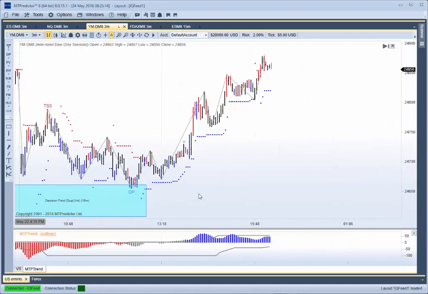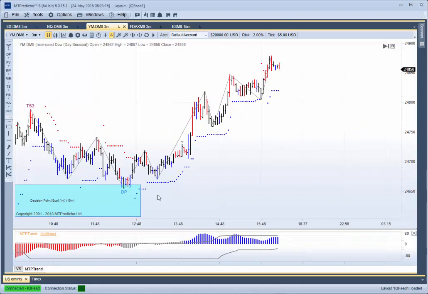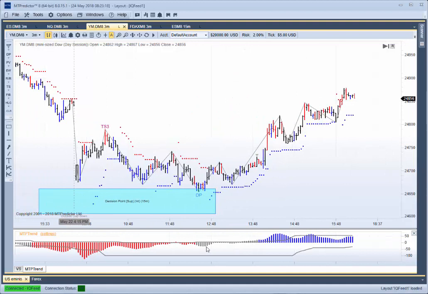The YM was also good as well, where we had a DP buy coming in here as our MTP trend went grey, but more importantly it was coming in at higher time frame support and resistance. And here you can see this is exactly what unfolded, with the market coming down to the higher time frame support that nailed the low, and the market direction changed after that.